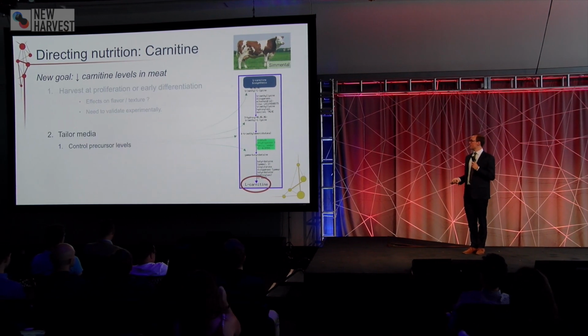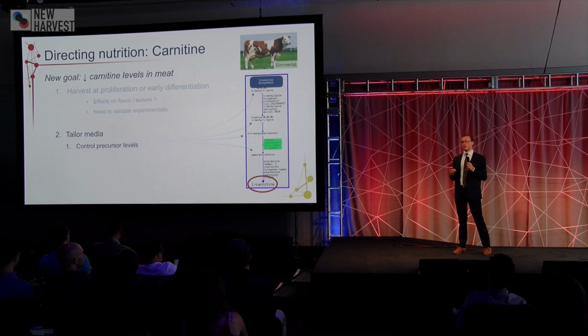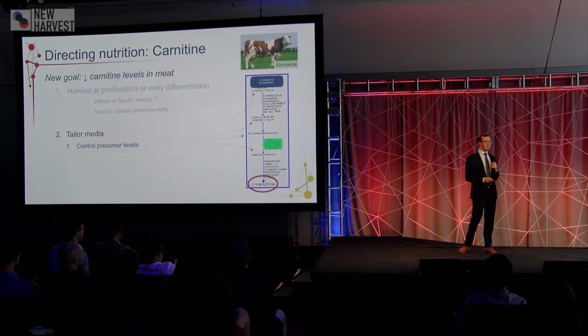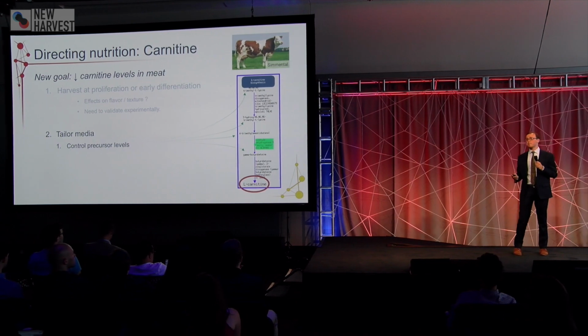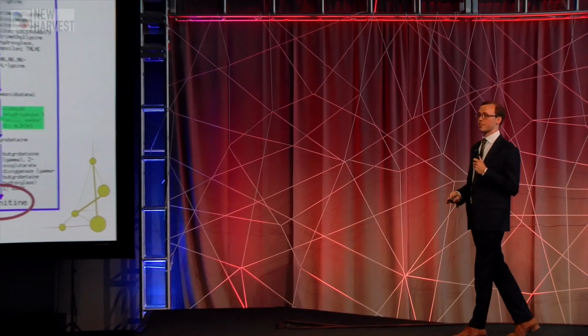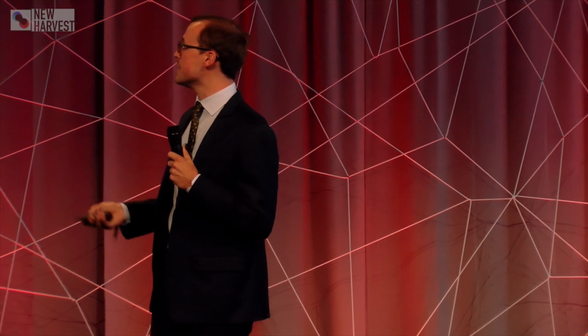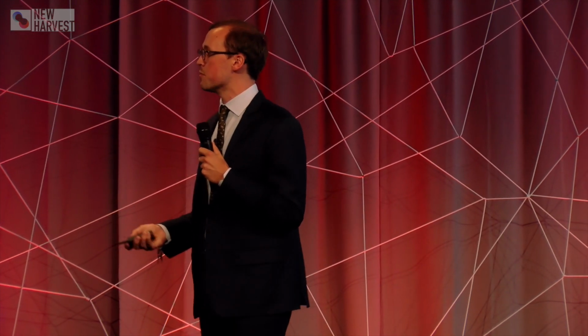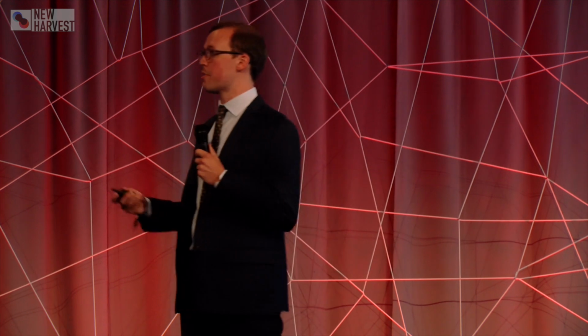And then we can also think about this from the input-output perspective. We can think about tailoring our media and the amino acid precursors to carnitine that are in our media, and tailoring levels of those to affect the subsequent carnitine production. When we do this in those same muscle cells, we see pretty clear results. We see that when we double the levels of amino acid precursors in our media, we get a 5-fold increase in cellular carnitine, compared to controls where we double levels of another amino acid.